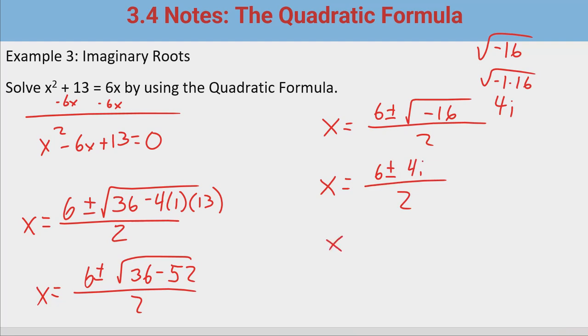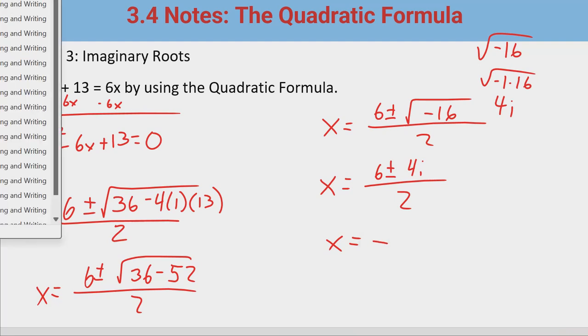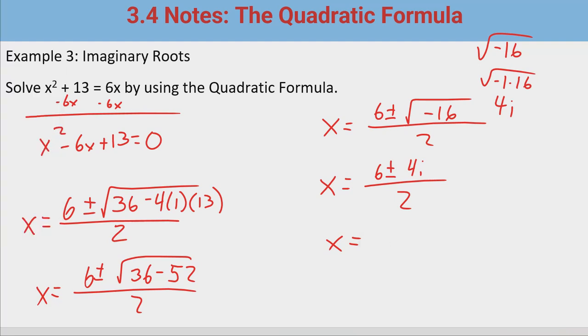I can then divide both of those terms in the numerator by 2. So 6 divided by 2 is 3, plus or minus 4i divided by 2 is 2i. So that imaginary number comes from having that negative under the square root sign.